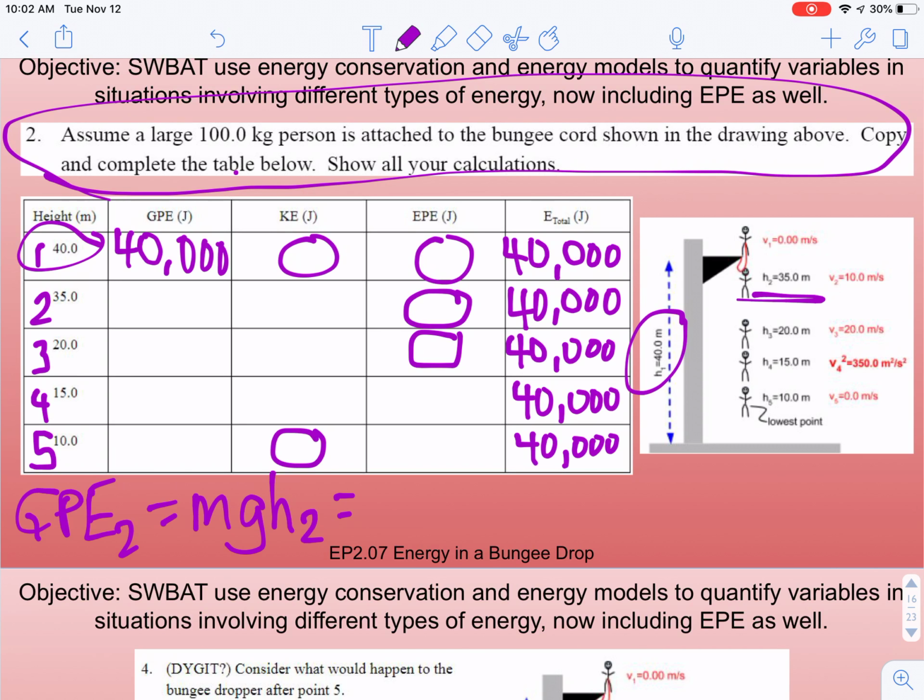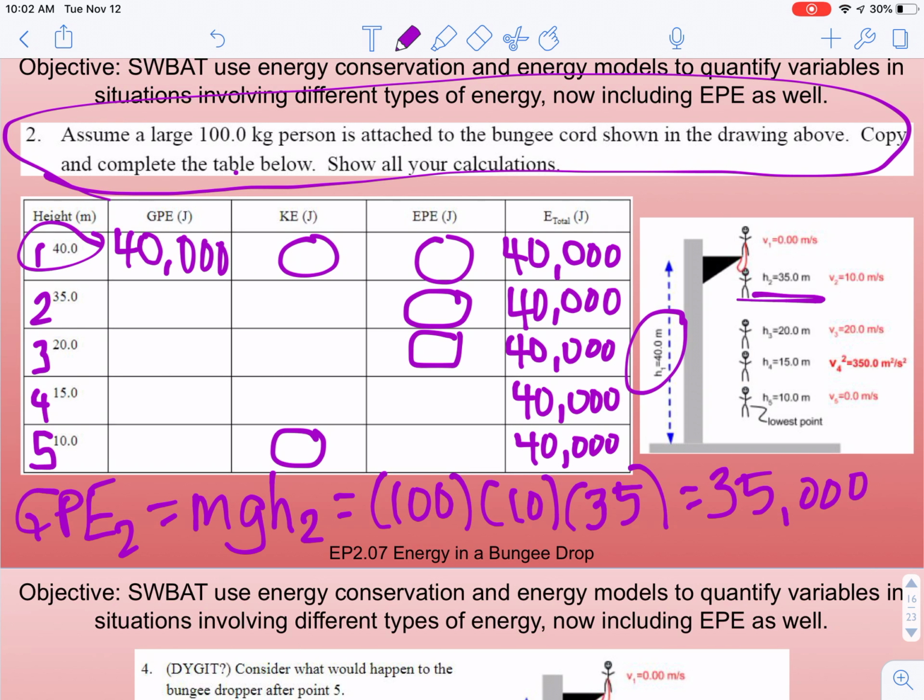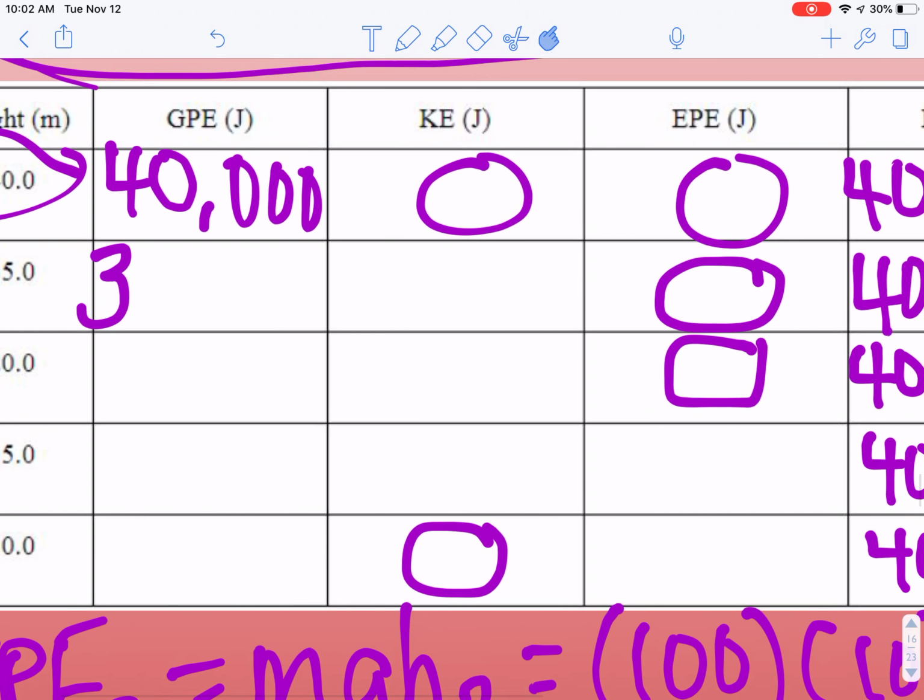So I'm going to start with mass is 100. G is 10 on Earth. Height 2 is 35. And that gives me 35,000. Done. So I'm going to write that down. Oops. Make it bigger for me. 35,000.